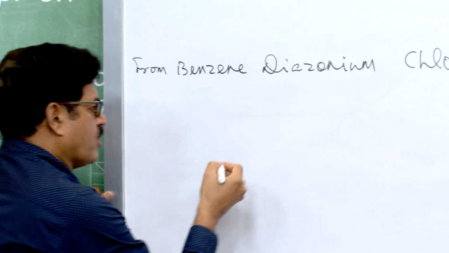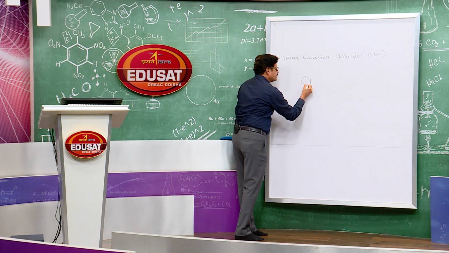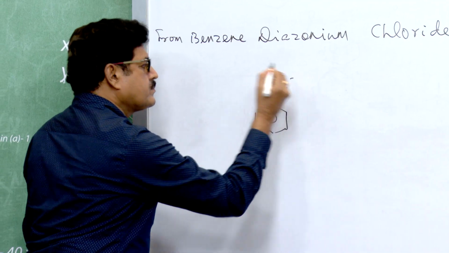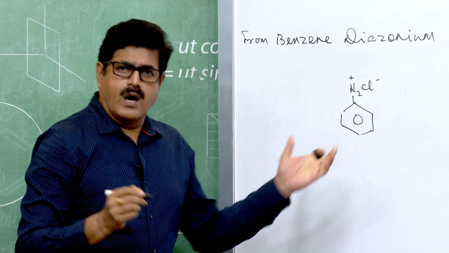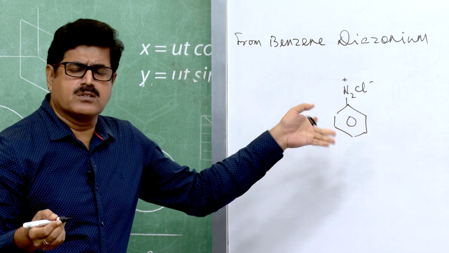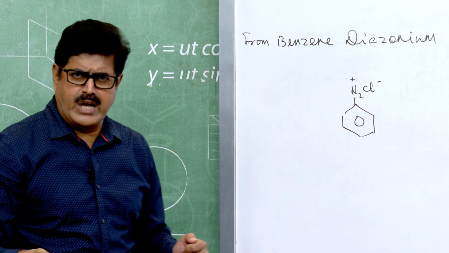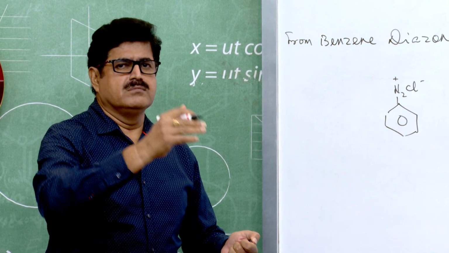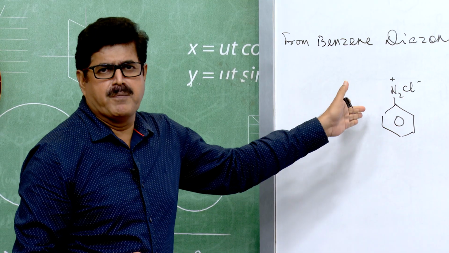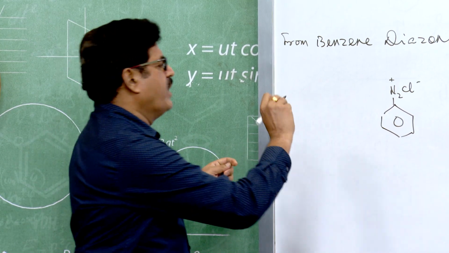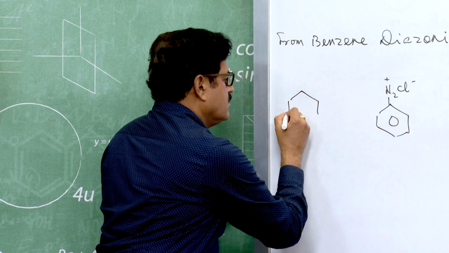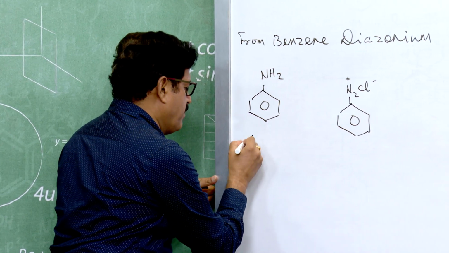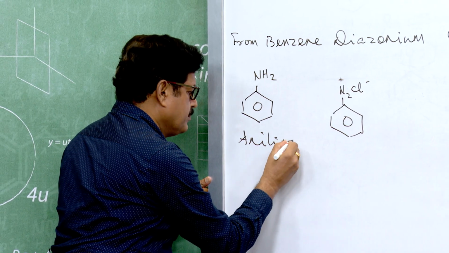What is benzene diazonium chloride? How to get benzene diazonium chloride? The first question arises here. Is it readily available or can we prepare it? We can prepare it in the laboratory. From which compound can we prepare benzene diazonium chloride? From aniline. This is aniline, an aromatic amine.